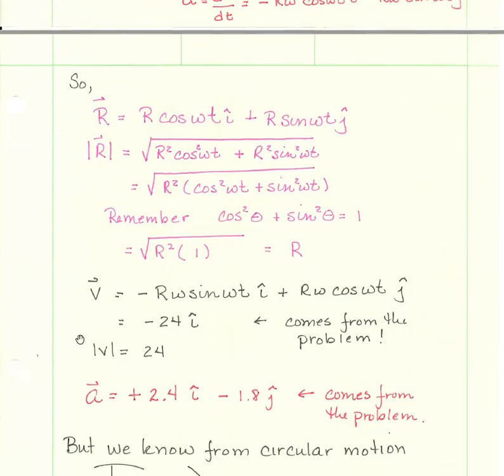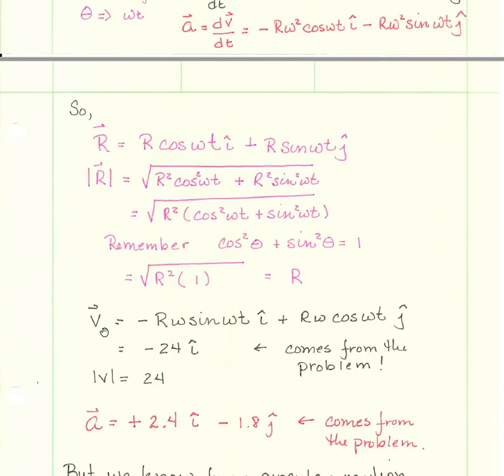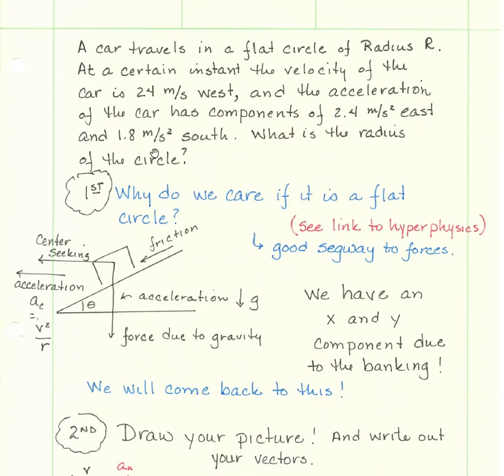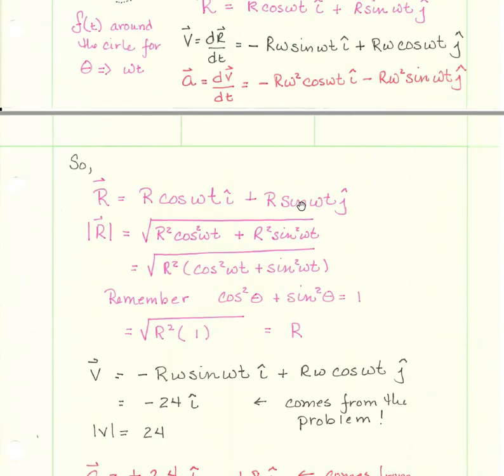So I'm going to write these coming from the problem, right? Coming from the problem, we're told that the magnitude of the velocity was 24 meters per second. My acceleration was 2.4 in the i direction and a negative 1.8 in the j direction. Both of these are coming from the problem, right? Both of those were information given in my problem so that I can write it out.